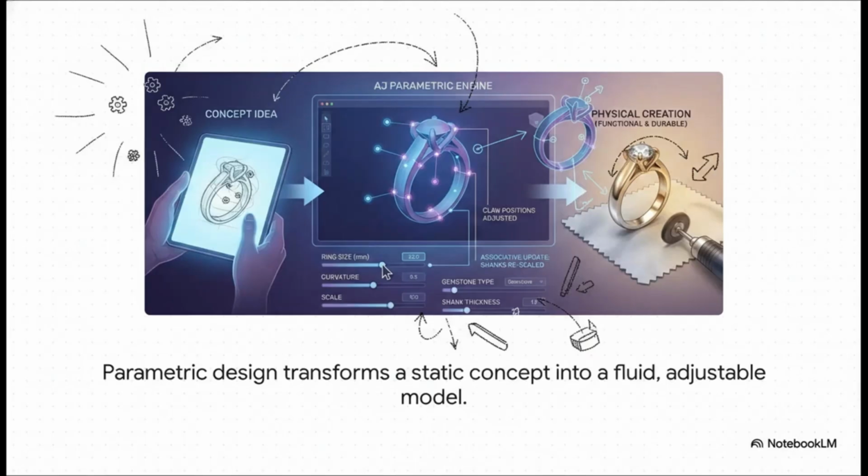This image does such a great job of showing the whole workflow. Over on the left, you've got your concept, your sketch. Then that idea goes into the parametric engine right there in the middle. Now, instead of building a stiff, unchangeable model, you're just playing with simple sliders for things like ring size, curvature, and gemstone type. The whole design updates in real time, which lets you perfect it digitally before it ever becomes a real physical object on the right.